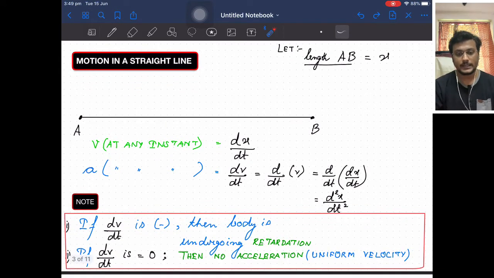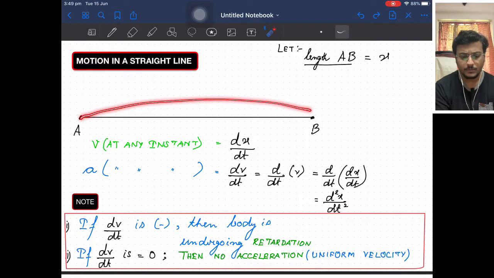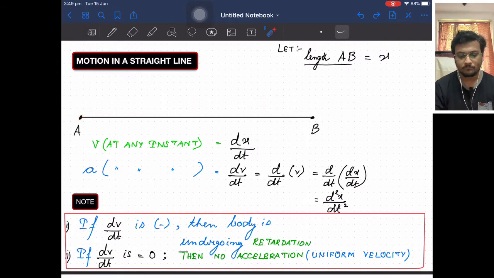The motion in a straight line, we have taken a path from A to B. It's a simple straight line. We are talking about displacement, and let the length of the path be equal to x. While moving from A to B, the total distance traveled, the shortest length traveled by the path, is equal to x.